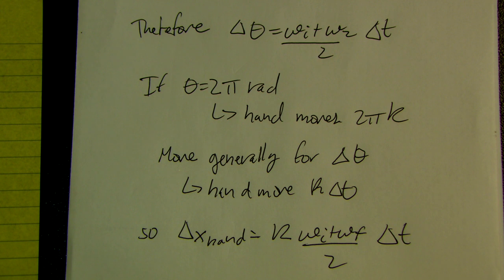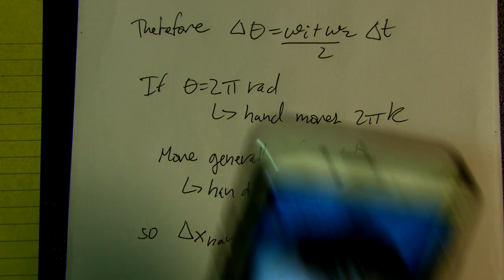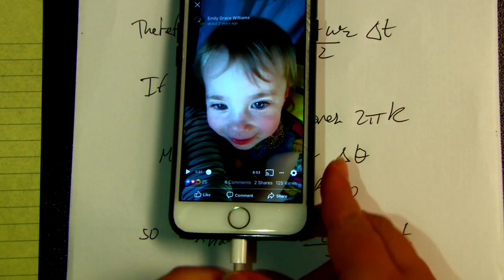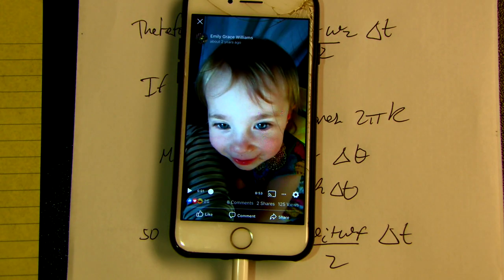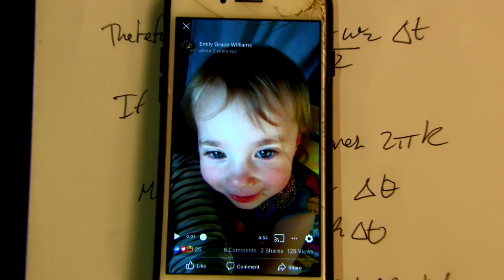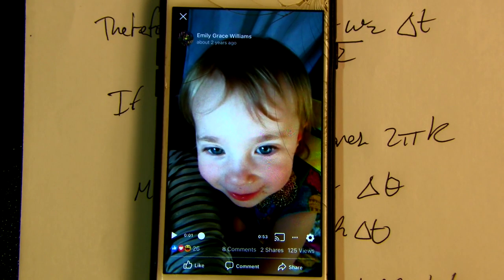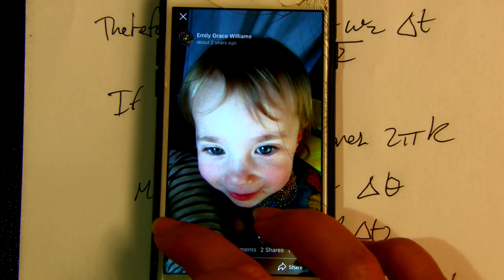So this is the amount of enthusiasm I hope all of you have. And yes, I know, I'm just zooming into my phone. So there she is as a 2-year-old. She is now 4. She still has a messy face.